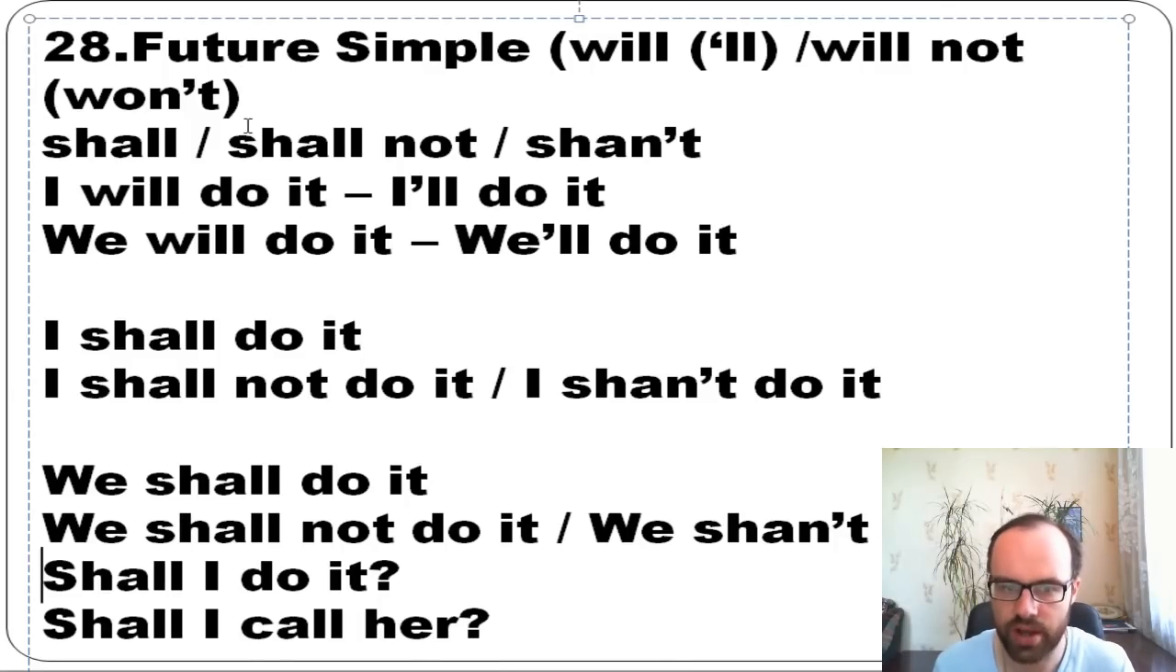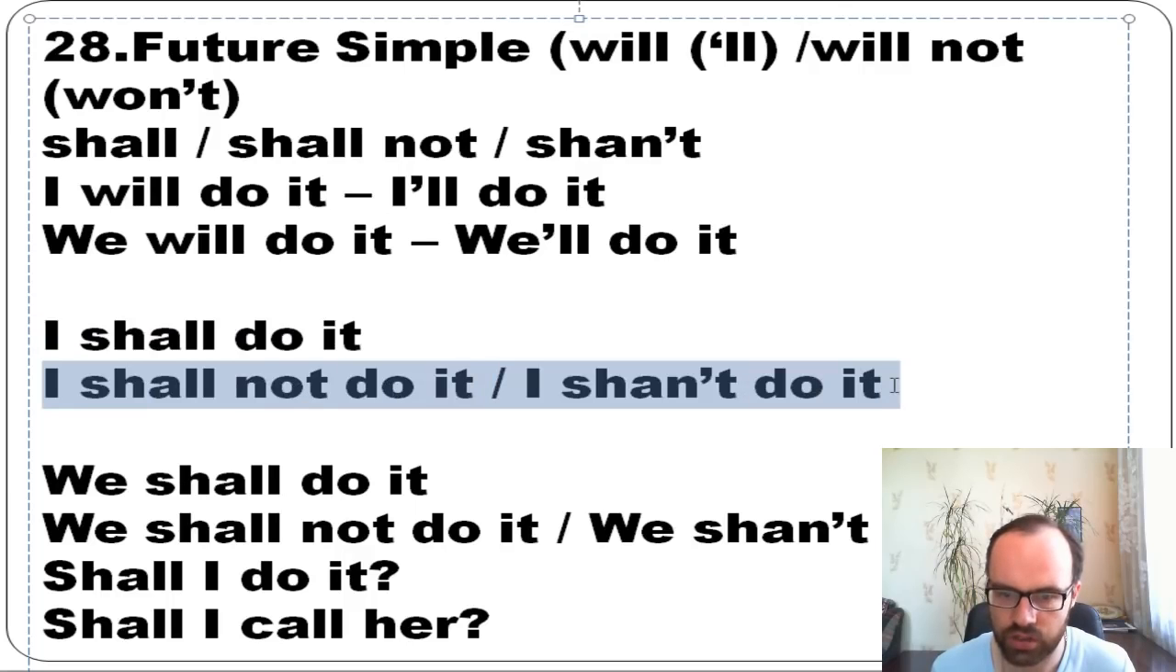Sometimes you can meet shall, and its negative form, shall not or shan't. Sometimes you can see that we use shall with I and we. Look, I will do it, it's a full form, or I'll do it. Or you can see I shall do it. Negative form, I shall not do it or I shan't do it.